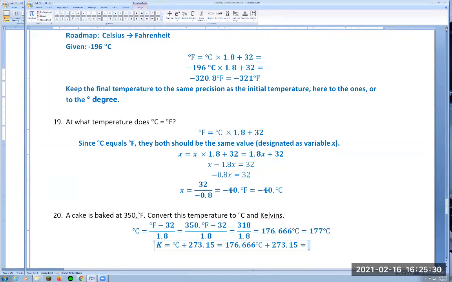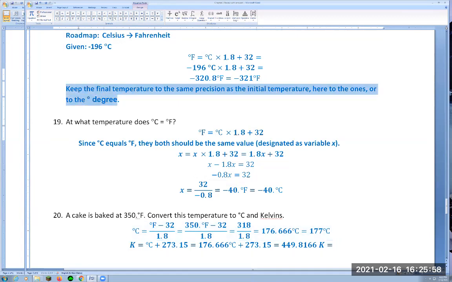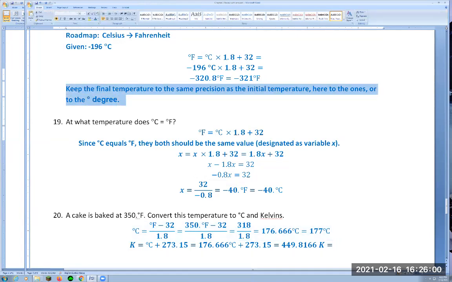176.666 plus 273.15 equals 449.816, etc. And that's kelvins. So notice how kelvins do not have a degree symbol. Kelvins are written without that little degree symbol. There's no degree symbol for kelvins. It's just capital K. So again, keep the final temperature to the same precision as the initial temperature.